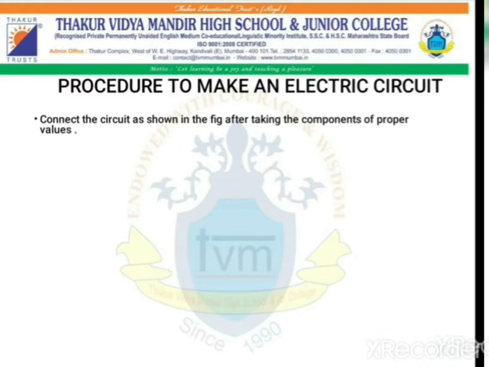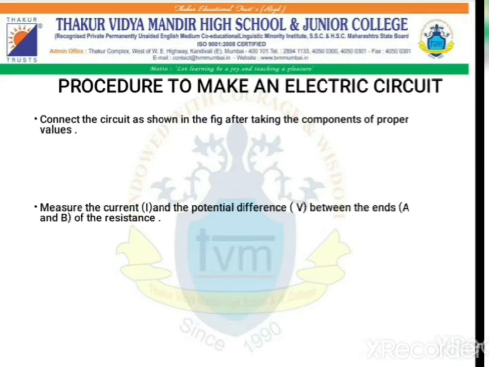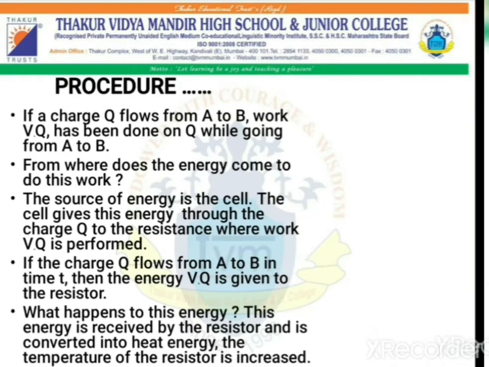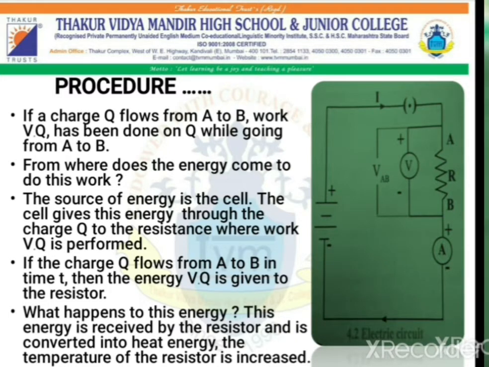First thing is to connect the circuit as shown in the figure after taking the components of proper values. Then measure the current, that is I, and the potential difference, that is V, between the ends A and B of the resistance. The potential at A is considered higher than the potential at B, as the point A is connected to the positive electrode of the cell and the point B is connected to the negative electrode of the cell.